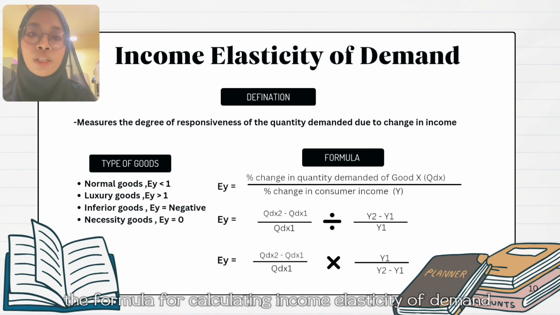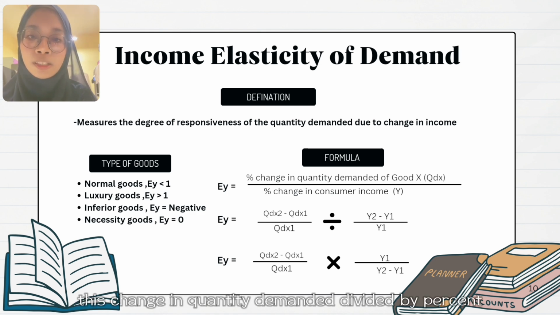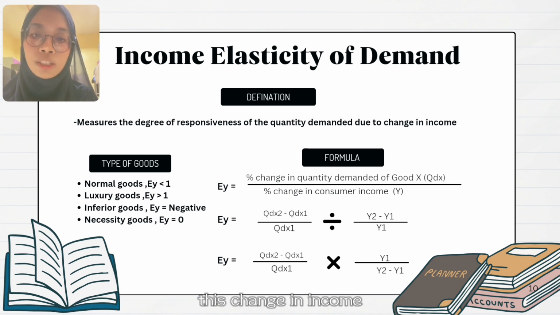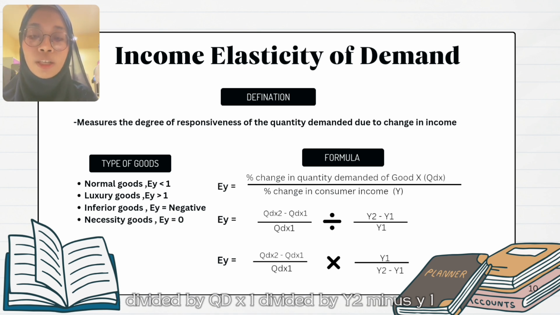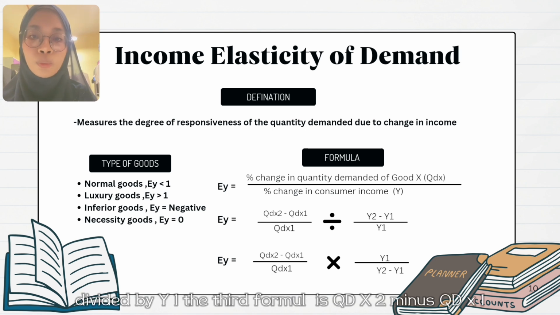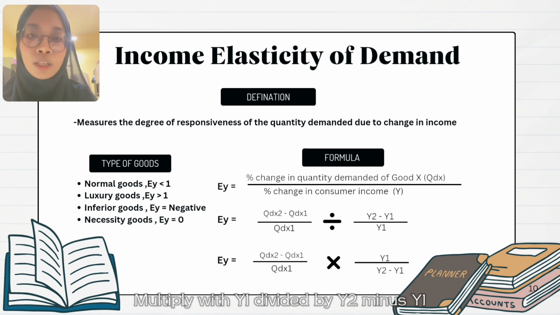The formula for calculating income elasticity of demand is percentage change in quantity demanded divided by percentage change in income. The second formula is (QDX2 minus QDX1) divided by QDX1, divided by (Y2 minus Y1) divided by Y1. The third formula is (QDX2 minus QDX1) divided by QDX1, multiplied by Y1 divided by (Y2 minus Y1).